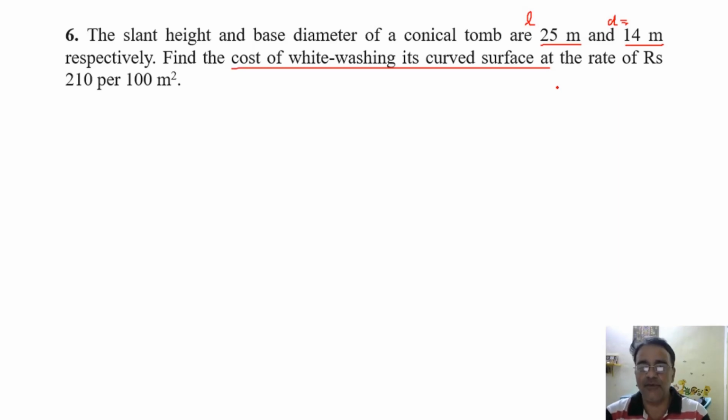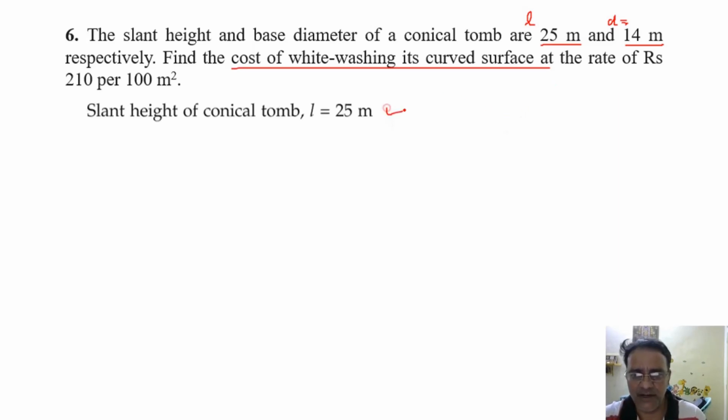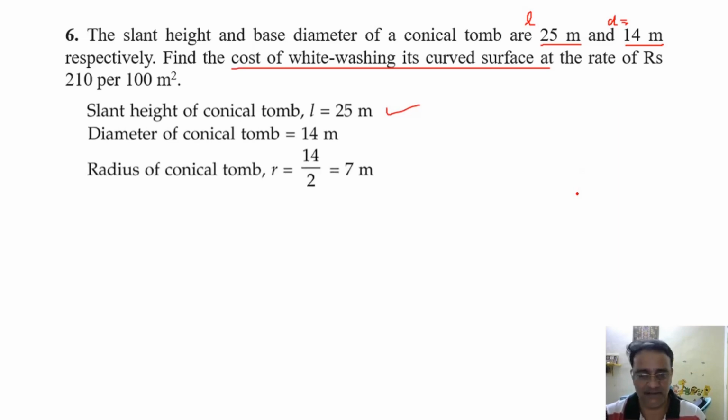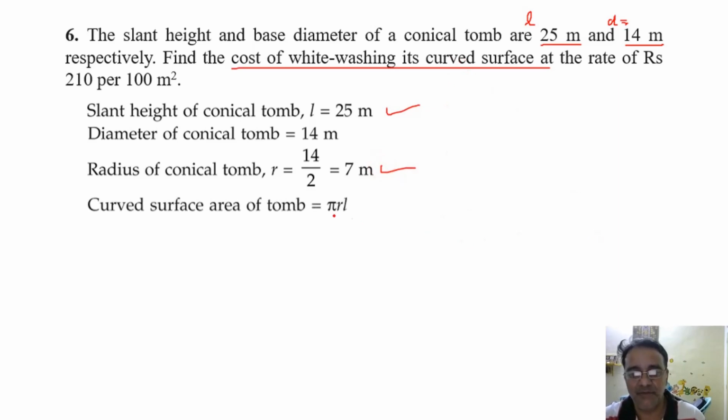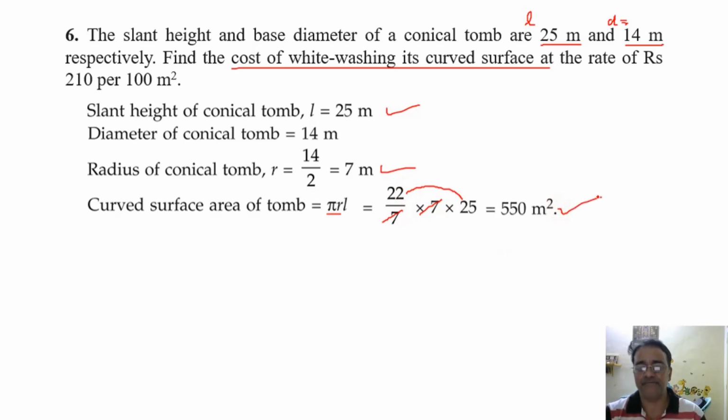So for curved surface, what do we require? R and L. L is already given, that is 25 meter, and the diameter is given as 14 meter. So what will be the radius? 7 meter. Fine. So now we are going to find the curved surface area. Pi r L. Substitute all the values. Pi is 22 by 7, r is 7 and L is 25. So 7 cancels and if you multiply you will get 550 meter square.